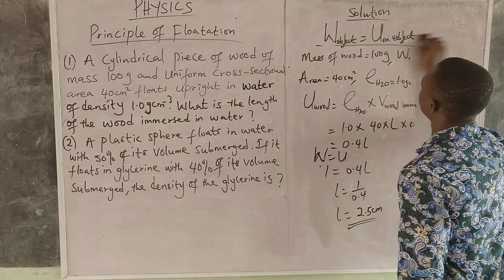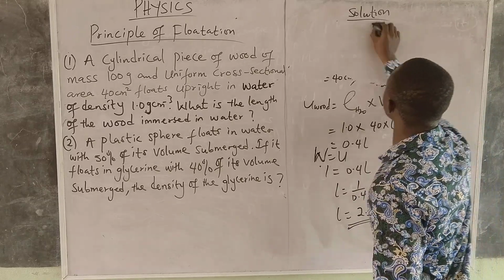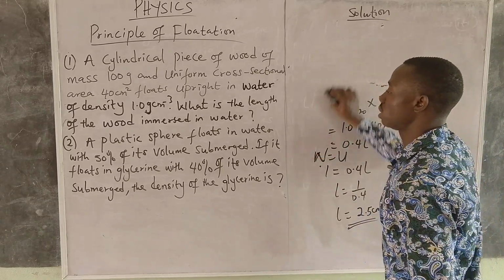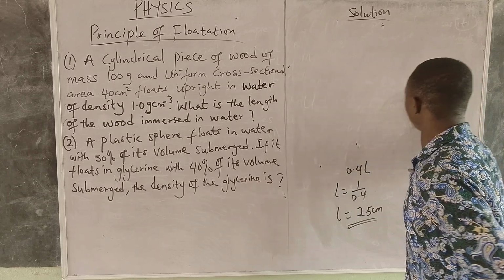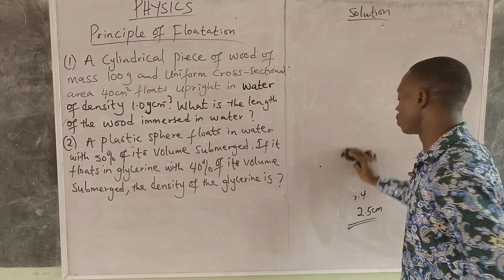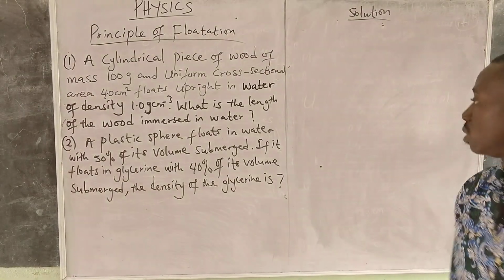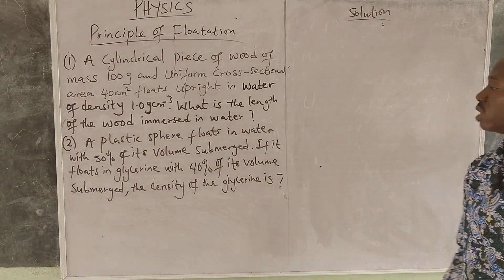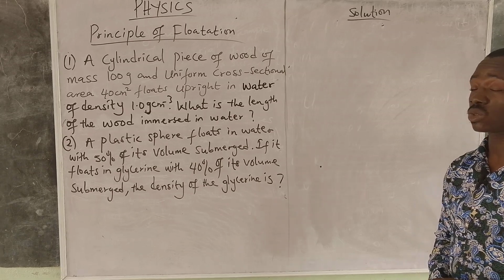All right. And the next question says a plastic sphere floats in water with 50% of its volume submerged. If it floats in glycerin with 40% of its volume submerged, what is the density of the glycerin?